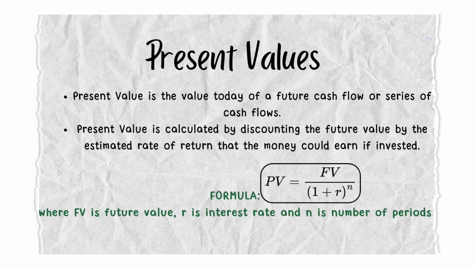Present value is the value today of a future cash flow or series of cash flows. It is calculated by discounting the future value by the estimated rate of return that the money could earn if invested. The formula is PV equals FV, future value, divided by (1 plus r) to the power n, where r is the interest rate and n is the number of periods.